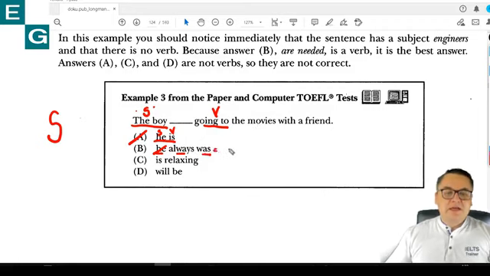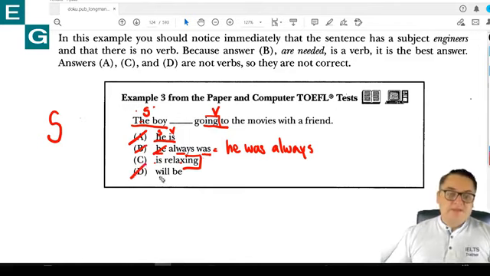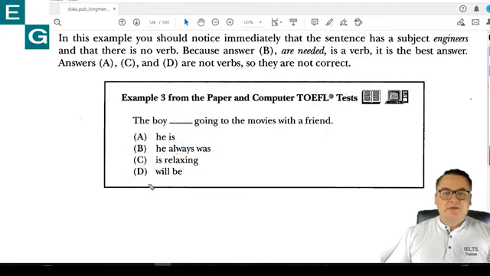The thing is that here, the correct order would be he was always. This would be the correct form in English. It is not my choice. The boy is relaxing going to the movies. I cannot have two expressions that make no sense in this case. I cannot say the boy is relaxing going to. But what I can say is the boy will be going to, as if I'm stating a plan. This is my subject. I need a verb. This is the beginning of my verb, be going to.